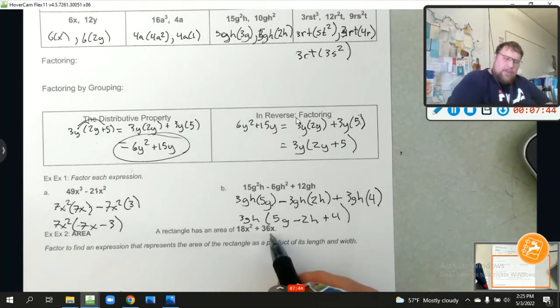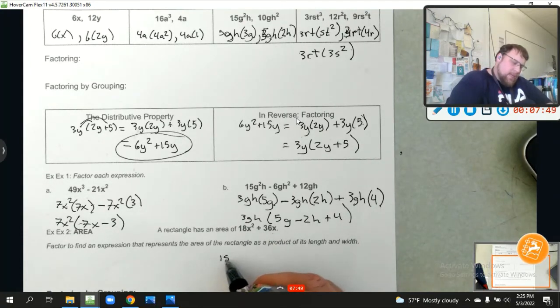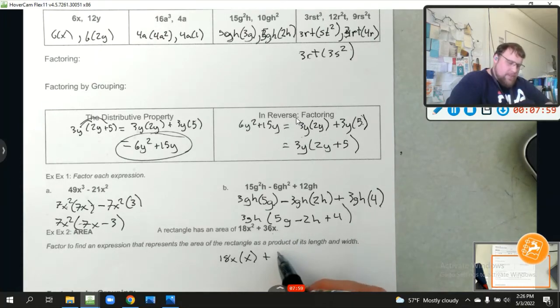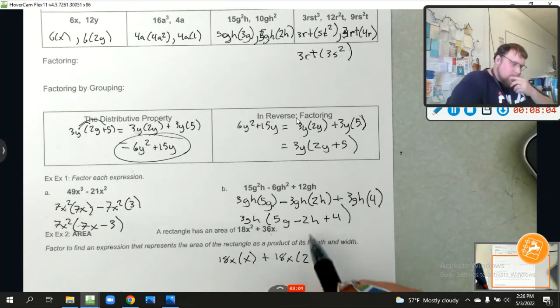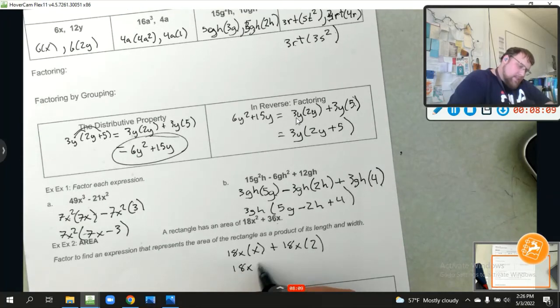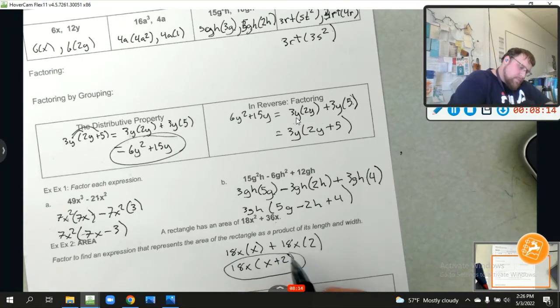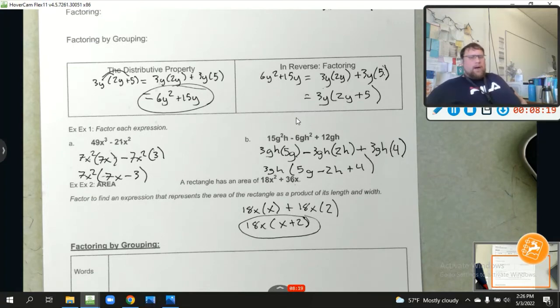What goes into both 18 and 36? I've heard some people say 2, some people say 9. Really, it's 18. I can pull an 18 out. How about x squared and x? I can pull an x out. When I pull 18x out of here, I'm just left with times x. So plus, and when I pull an 18 out of 36, it's going to be 18x times, 18 out of 36 leaves 2. And x out of x, that's gone. So this becomes 18x times x plus 2. There you go. Again, pause as needed.